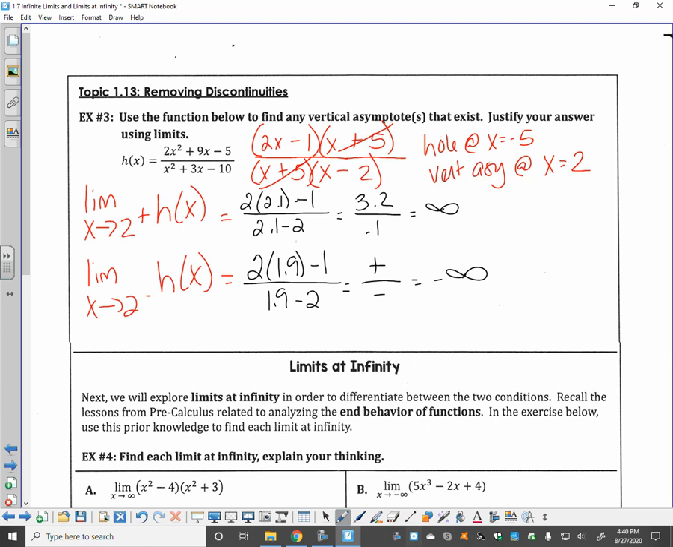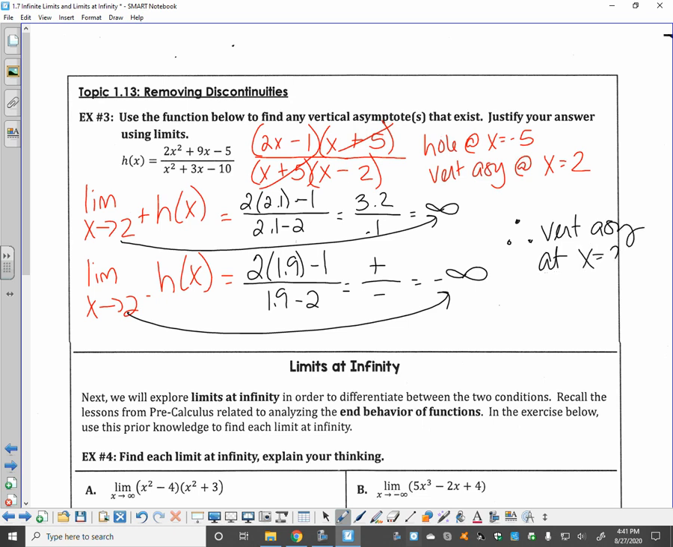Okay, so since the limits are headed to infinity on either side, and guys, they don't have to be opposite infinities. Like, it can still both be positive infinity. It still would make an asymptote. So don't think that one has to be positive, one has to be negative. So because the limits from the right and the left both equal infinity or negative infinity, therefore, vertical asymptote at x equals 2.